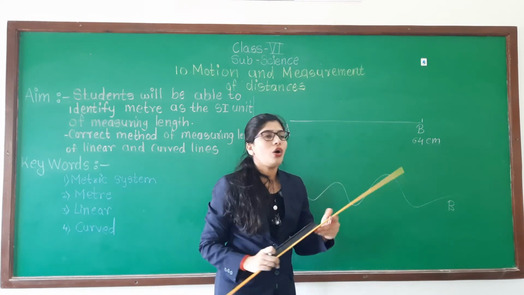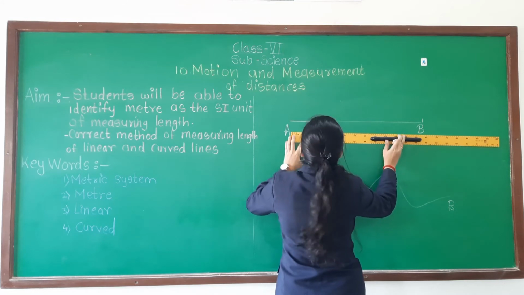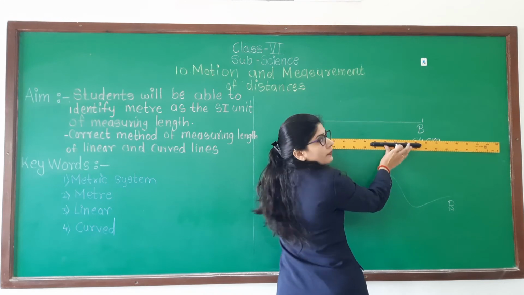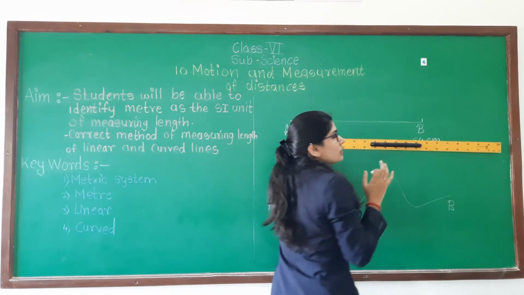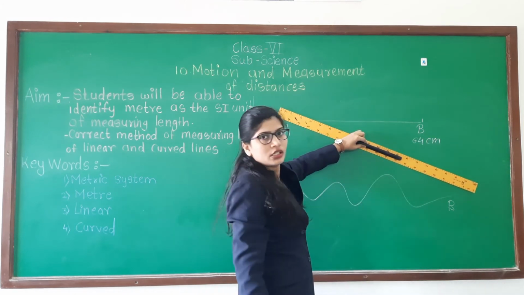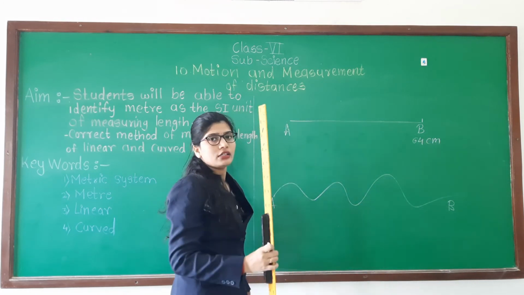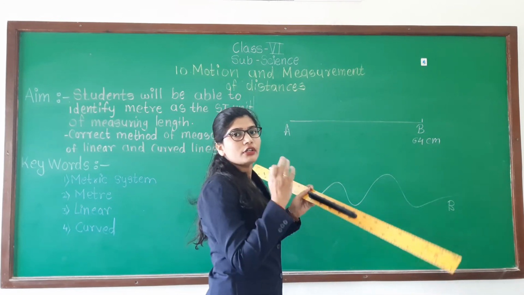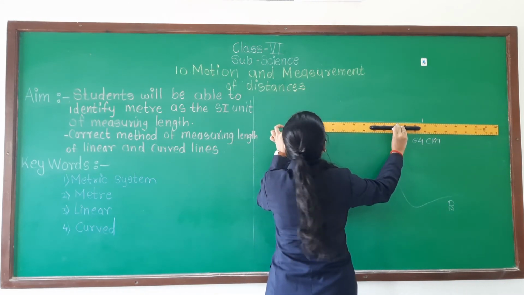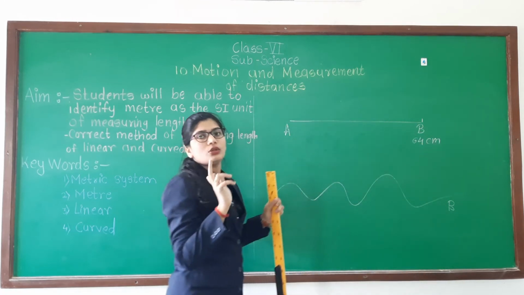If you are holding the scale like this, where your object is here and you are keeping the scale here, can you get the correct measurement? No. If you put the scale like this, can you get the correct measurement? No. So when you are measuring the length, whatever tool you are using, you have to keep it in a proper manner and parallel to that object. Understood? This is one technique.